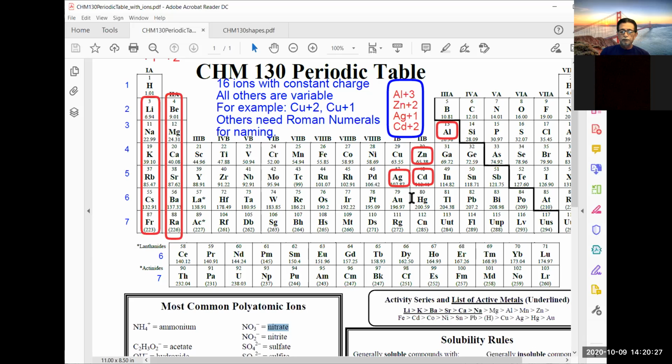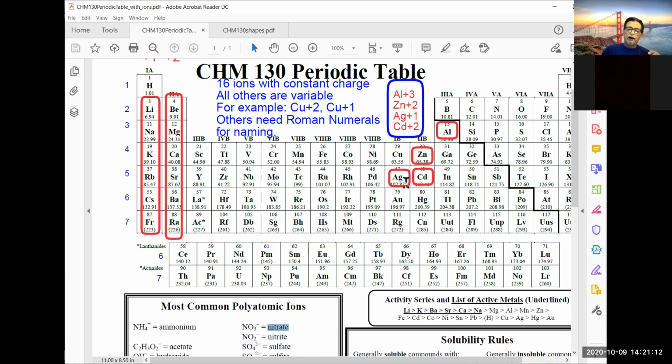The ones in group 2, starting with beryllium down to Ra, will always have a +2 charge. Group 1 has 1 valence electron, group 2 has 2 valence electrons. So those 12 will have a fixed charge 100% of the time. Then we add 4 more, starting with aluminum, number 13. Aluminum will always have a +3 charge. Zinc, right catty corner to aluminum, will always have a +2 charge. And then silver, Ag, number 47, will always have a +1 charge.